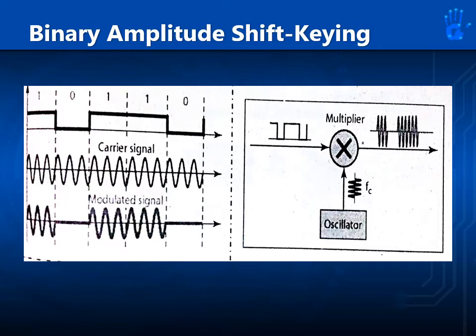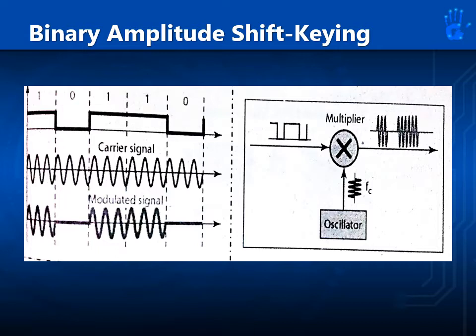Let's take a look at how this occurs. First, we have our digital signal. This is our modulating signal. And then we have our carrier signal, which is just a simple sine wave, analog in nature. Both will have to pass through the multiplier, and both signals will be combined to produce an ASK signal.